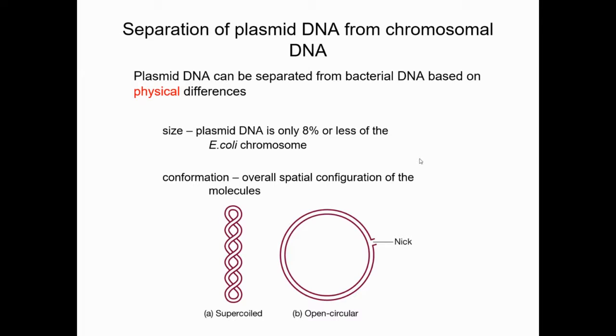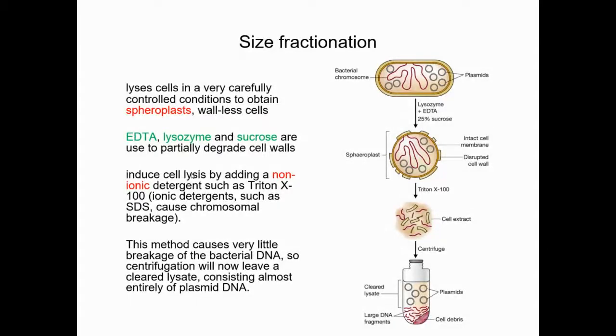Okay? And then there are two different types of methods that you can use to separate the plasmid DNA from the chromosomal DNA. One is based on size, because the plasmid DNA is always about 8% or less of the chromosomal DNA. The second method is based on conformation, because the plasmid DNA is usually supercoiled. Supercoiled because it's circular, so normally it will wrap into this supercoiled DNA. So based on size and conformation, we will be able to separate the plasmid DNA from the chromosomal DNA, all right?